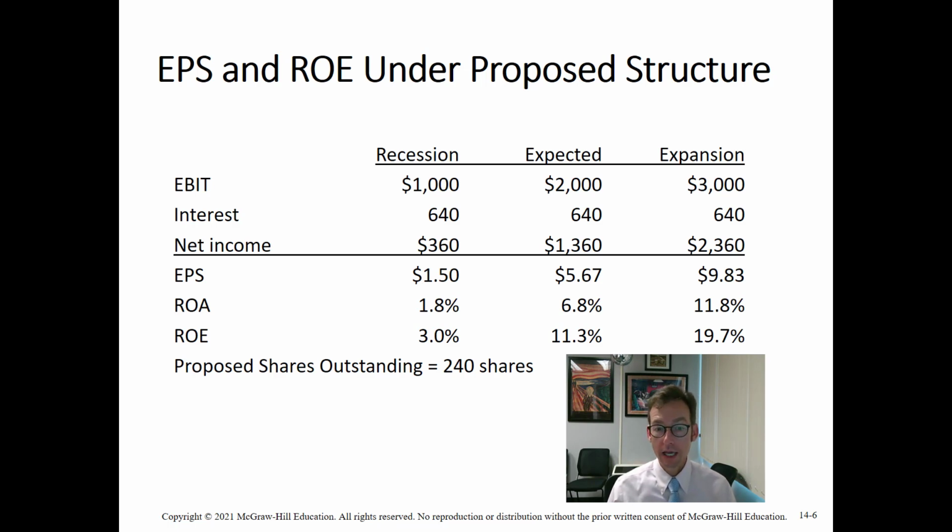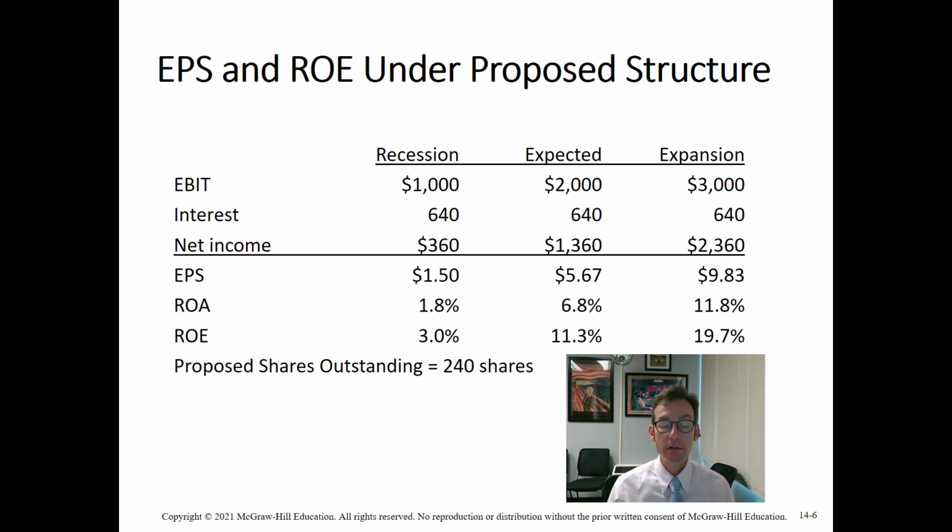Now, by ignoring taxes, we can find our net income. In recession, it's 360. In the expected or normal times, it's 1,360. And during an expansion, it's 2,360. And so now we can calculate the things below. Earnings per share would be 360 divided by 240 shares. Now why are we dividing by 240? Because we repurchased 160 shares by using that $8,000 that was borrowed. And so 360 divided by 240 gives us $1.50 earnings per share.